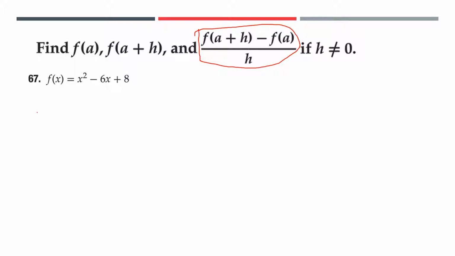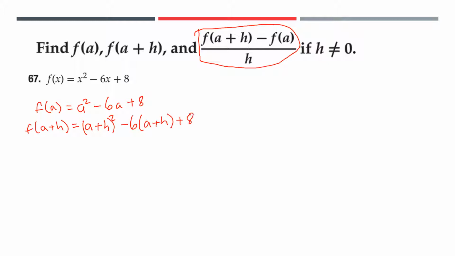So I'm going to start by finding f of a. Okay, f of a equals, I'm just putting an a in for every x. A squared minus 6a plus 8. Next, I need f of a plus h equals, okay, now this means I need (a plus h) squared minus 6(a plus h) plus 8. Don't forget to add these in. A plus h is the x value.